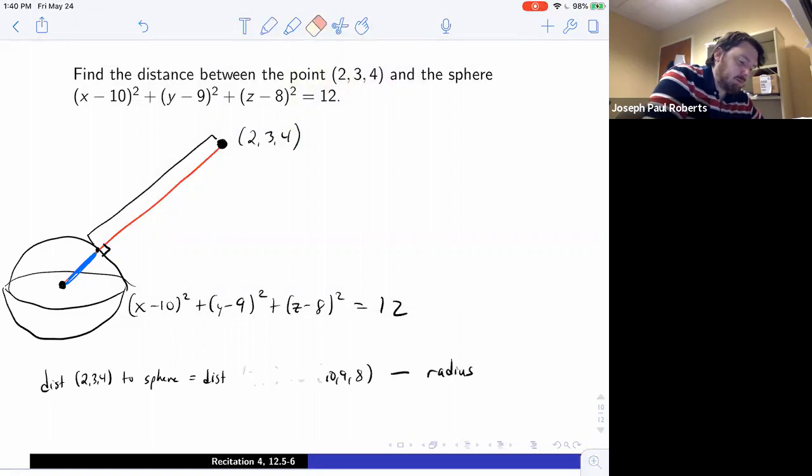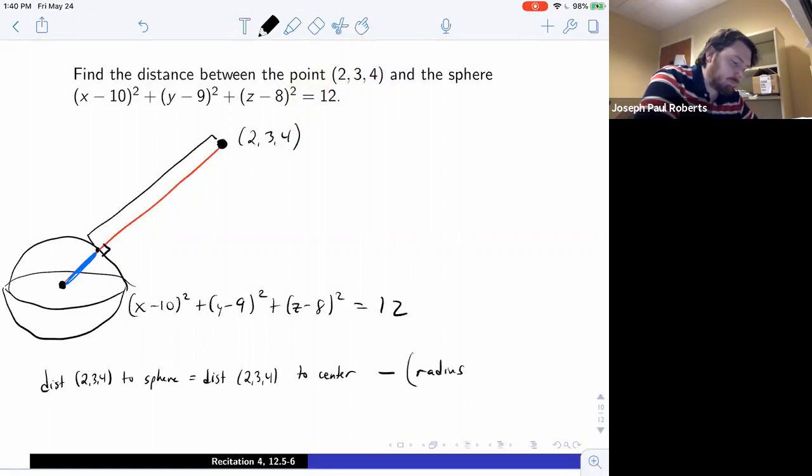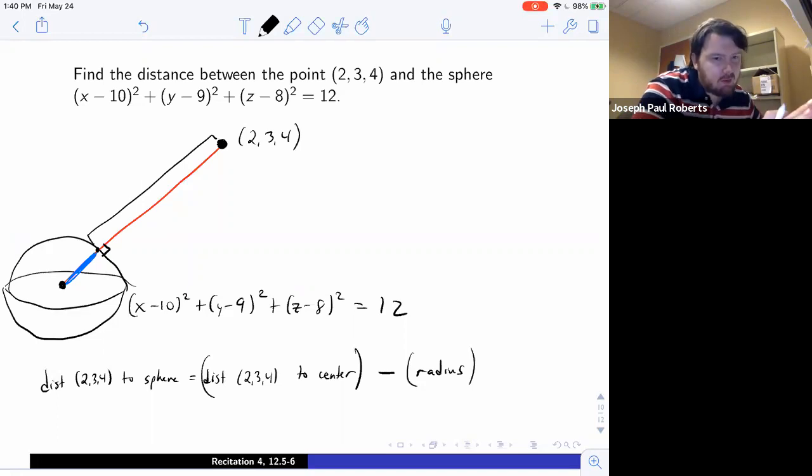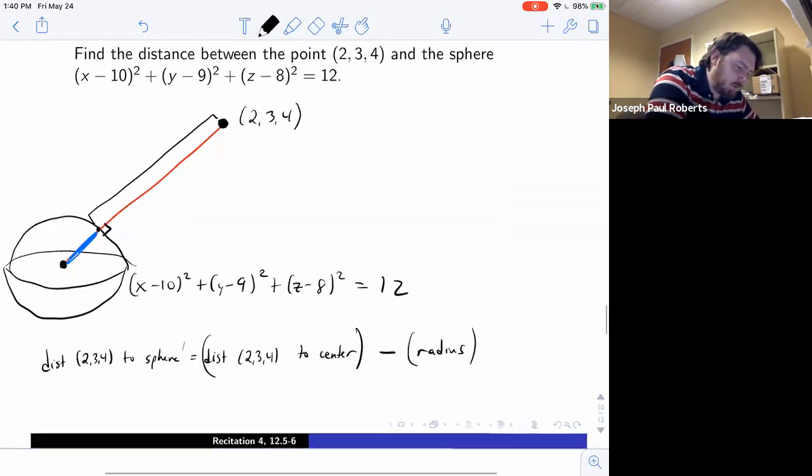Well, I'll just write it like this: distance from 2, 3, 4 to center minus the radius. I guess things would be weird if this point was inside the sphere, but you'll see that it's not. Technically we would want to do an absolute value, but we're not going to worry too much about that. So anyway, distance from 2, 3, 4 to center is a point-to-point distance formula.